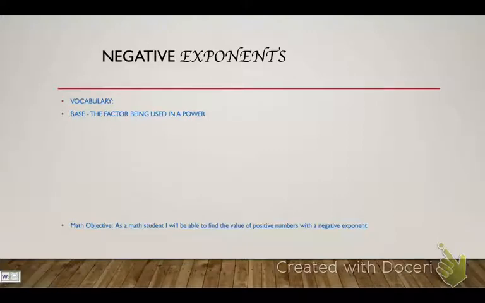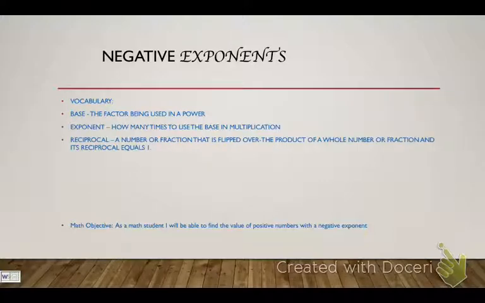This is a review, but I want to make sure you got it, okay? 2, exponent: how many times to use the base in multiplication. 3, reciprocal: a little long, you don't need to write the whole thing. A number or fraction that's flipped over. Remember, the product of that whole number or fraction and its reciprocal is always equal to 1.